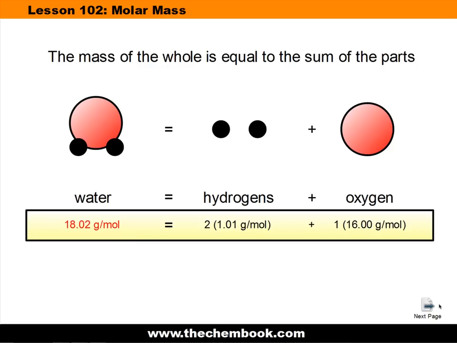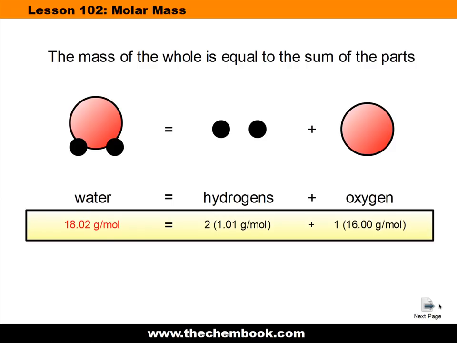Molar mass is the mass in grams of 1 mole of a substance. In fact, it's always numerically equal to its formula weight in AMUs. So if we look at the example above, we start with the simplest, which is water. Water, as we know, is composed of 2 hydrogens and 1 oxygen. And it's the sum of these parts that give us the molar mass.